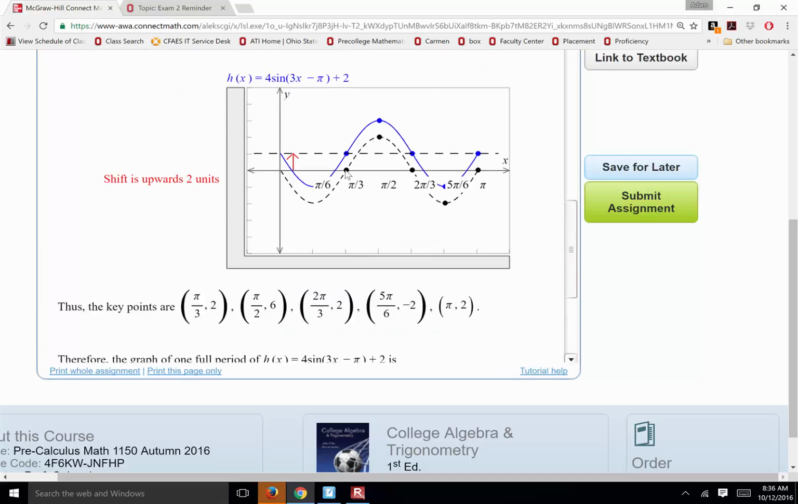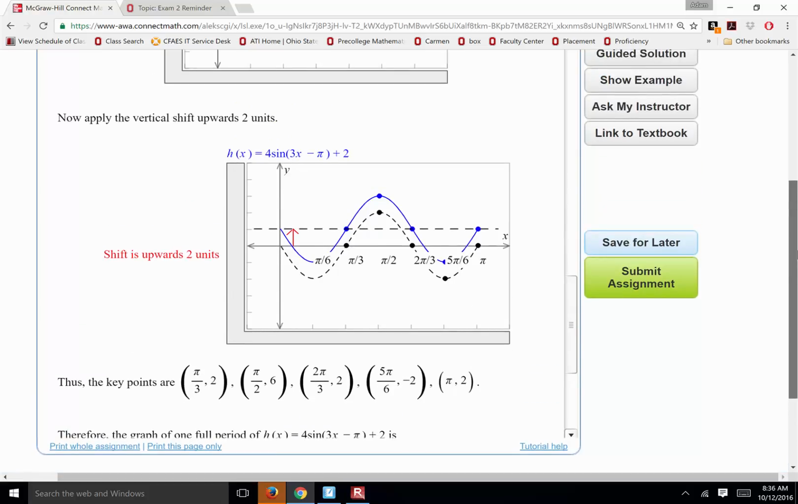You see, pi over 3 is this. They didn't start the other pictures at pi over 3. They started at 0. This is pi over 3. So (pi over 3, 2) is our first one. Maximum is (pi over 2, 6), then (2 pi over 3, 2), (5 pi over 6, and pi). Okay? So this picture is from 0 to pi, rather than pi over 3 to pi.